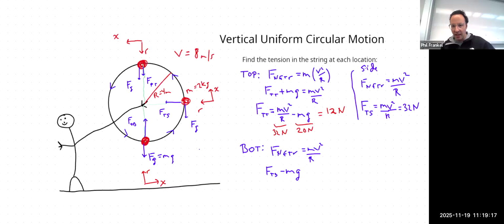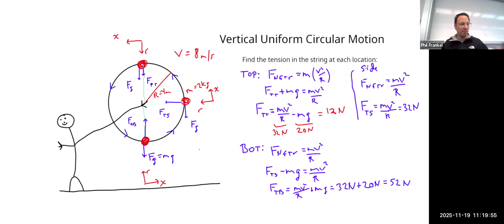This time, when we solve for the tension force at the bottom, FTB, we get mv squared over R plus mg. Now I know what this equals. mv squared over R, we've calculated it a couple times now, is 32 newtons plus 20 newtons. And this equals 52 newtons. That's the biggest tension force we've seen so far.